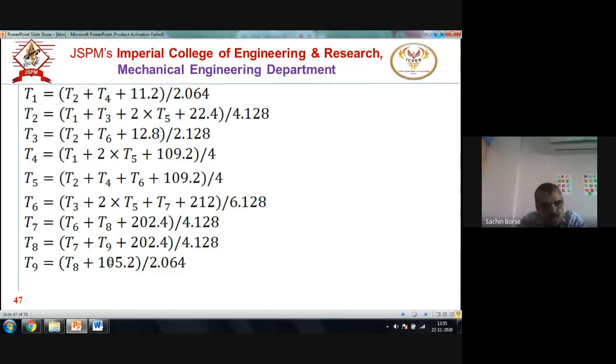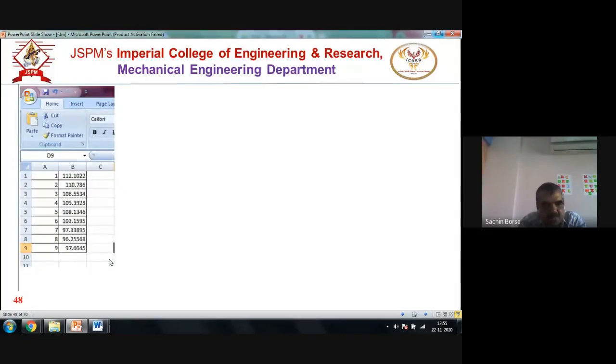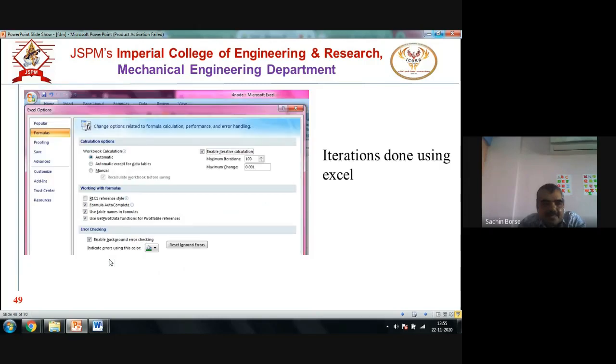Now move further. This equation we have to solve either with a program or with the help of Excel. So I have solved with the help of Excel. I have taken 100 iterations. Doing it manually takes a lot of time, but with Excel it is a matter of seconds. It immediately solves 100 iterations, 1000 iterations, any number of iterations. Move further.